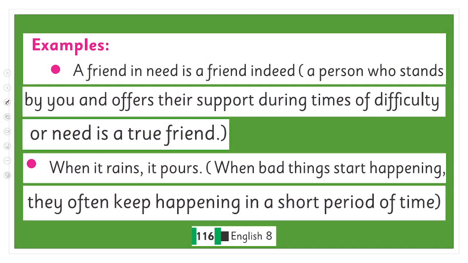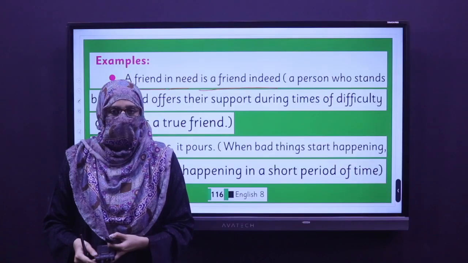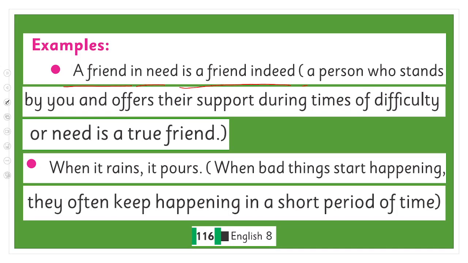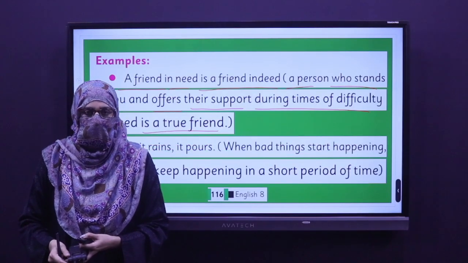Some examples are, a friend in need is a friend indeed. So, what is meant by this example? दोस्त वो जो मुश्किल में काम आए. A person who stands by you and offers their support during times of difficulty or need is a true friend. So, a friend in need is a friend indeed. दोस्त वो जो मुश्किल में काम आए.